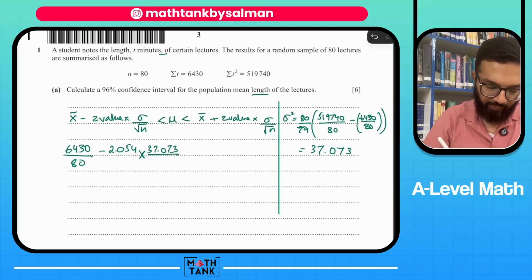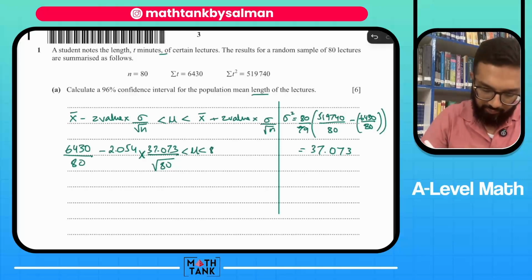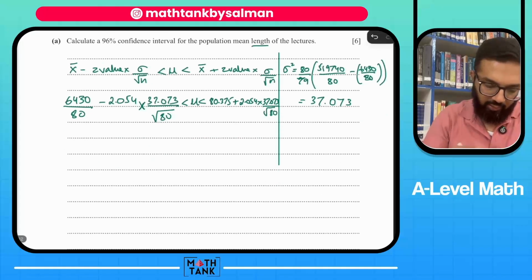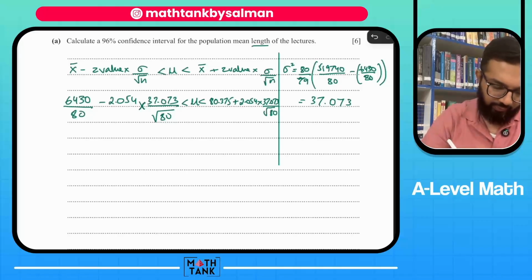37.073 over root of 80 minus 6430 divided by 80. I think that should be a small number. 80.375 plus 2.054 into 37.073 over root of 80. Long calculation, I can't help it. That is something that I have to do. Root of this.